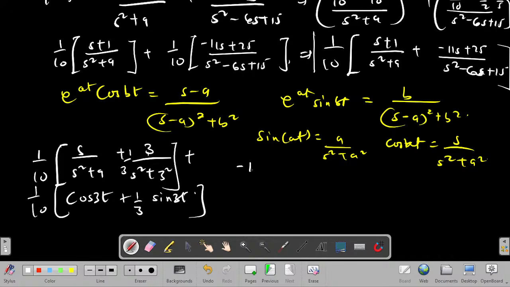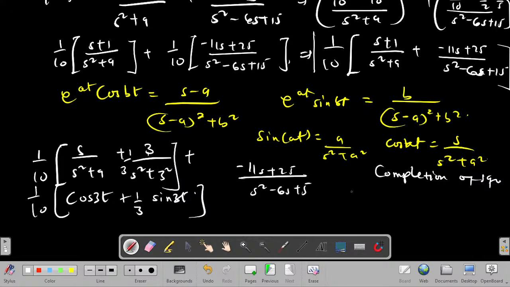I have negative 11s plus 25 over s squared minus 6s plus 15. There is no way I can see it directly. But what I'm seeing here is I have my s minus a all squared plus b squared. Is that not it? We do what we call completion of squares. You've done this in high school. So for completion of squares, what we are trying to do is you take the coefficient of our s here, you divide it by 2, you add and subtract.